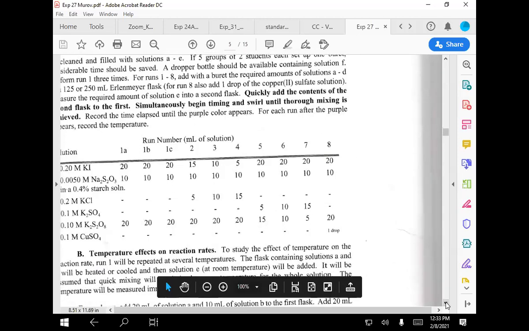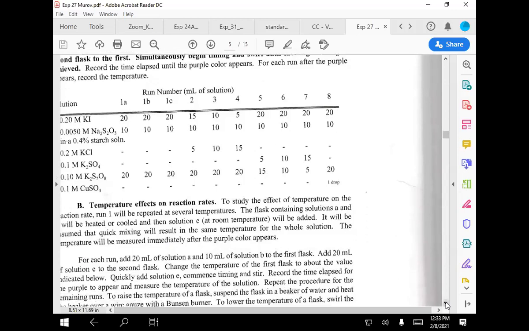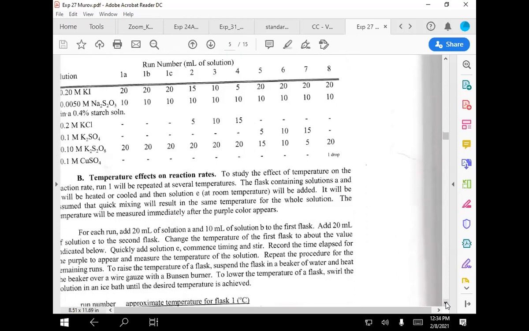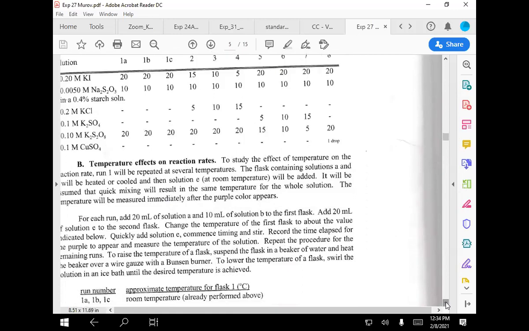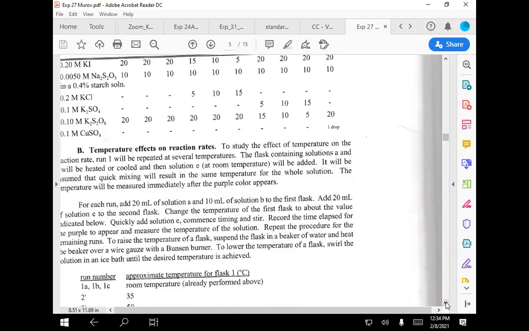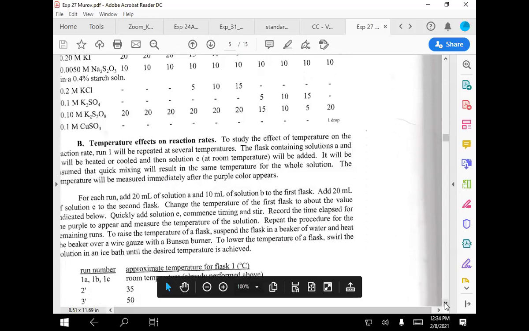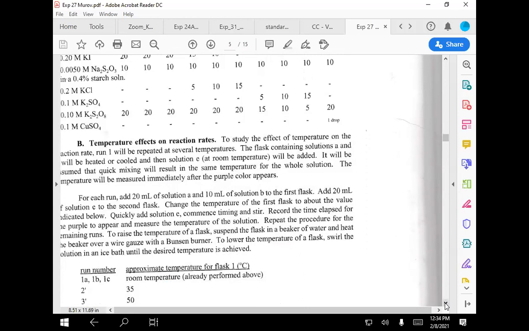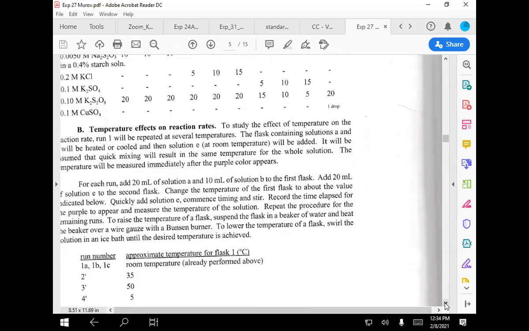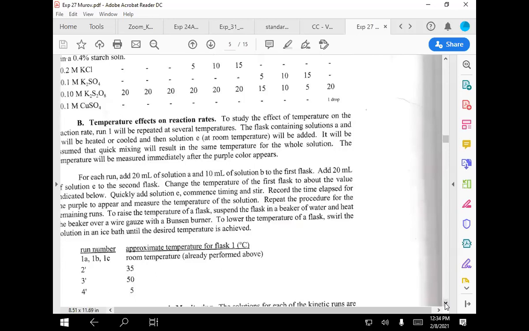Part B, now we can have different temperatures. So the 1A, 1B, 1C was at room temperature. It says you already performed that above. The 2' is at about 35 degrees C. The 3' is about 50 degrees C. So now we want to see, how does the temperature affect the rates? We have hot plates that you would use at school.